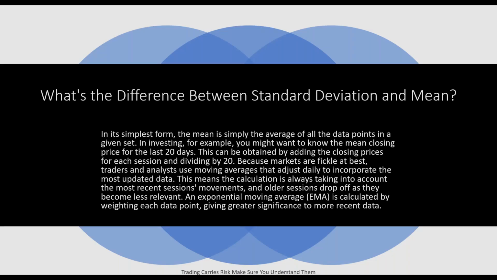So in the simplest form, the mean is simply the average of all the data points in the given set. In investing, for example, you might want to know the mean closing price for the last 20 days, or the 20-day simple moving average. So this can be obtained by adding the closing prices for each session and dividing by 20. So if we're using a 30-minute chart, we would go back to the close of each of those 30 minutes, or each of those candles on a chart, add them together and divide by 20.